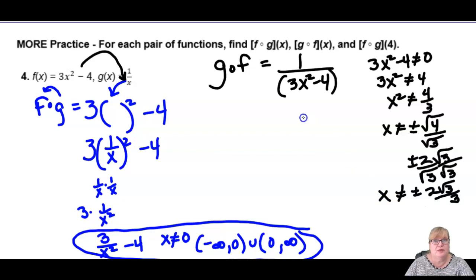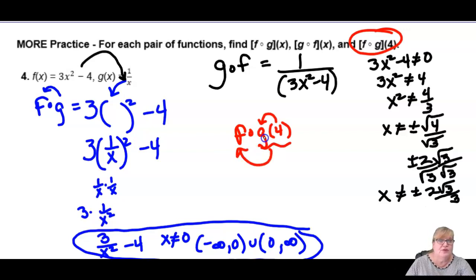Ugh. All right, last thing it wants is f of g of 4. Now, we can put 4 in over here, or I'd like to show you again, it's pretty easy to put 4 into the g and then that whole answer back into f. So if I put 4 into g, I'd have 1/4, and then that answer back into f. Yeah, that's not real fun, is it? 3 times 1/4 squared minus 4. Type that in your calculator if you want.